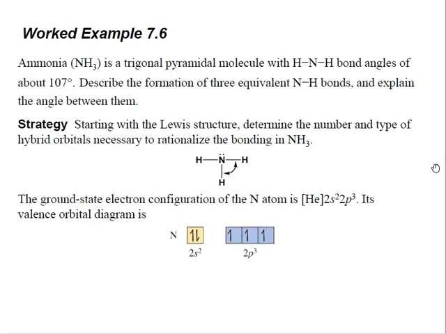Strategy here, starting with the Lewis structure, determine the number and type of hybrid orbitals necessary to rationalize the bonding in NH3. So here's our Lewis structure that you should be able to generate. You'll have nitrogen, hydrogen, hydrogen, hydrogen, only 1 bond to each hydrogen. And then you'll have 2 electrons left to put onto the nitrogen. Hydrogen has a duet of electrons, and the nitrogen has an octet of electrons. If we look at our electron configuration, going from the nearest noble gas, it has helium in brackets, 2s2, 2p3.